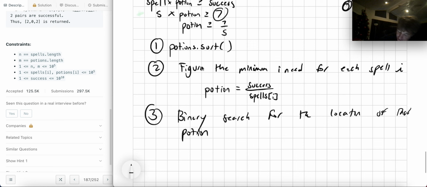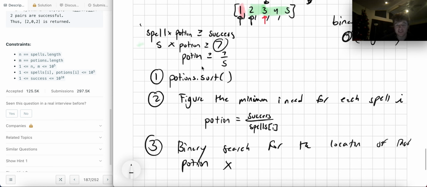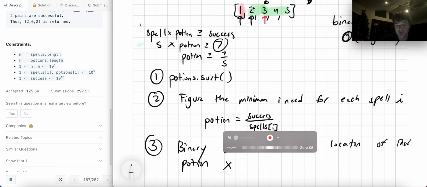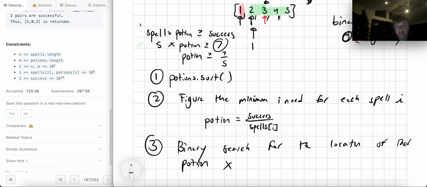And I'll call that location X. So in that location, if this is the location where 7/5 would go, that means that everything to the right works. So if the location of 7/5 is 1, then everything to the right works. The length of this thing is 5, so that's 5 minus that position X.